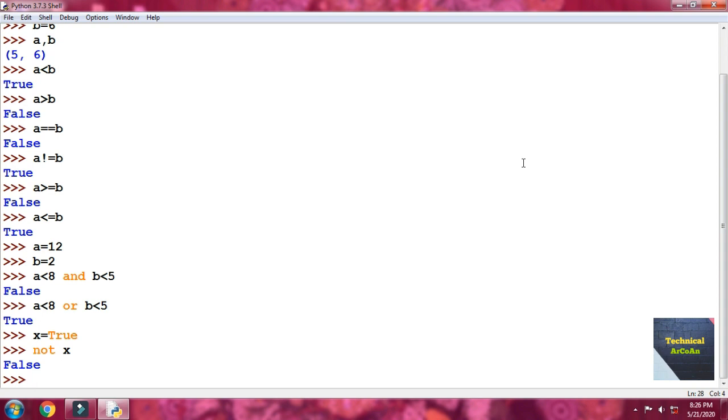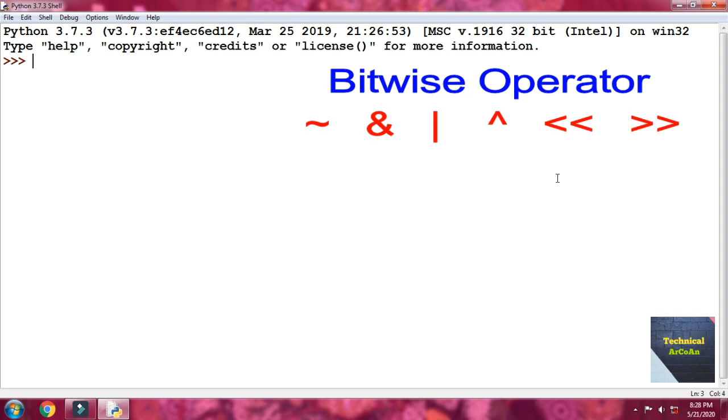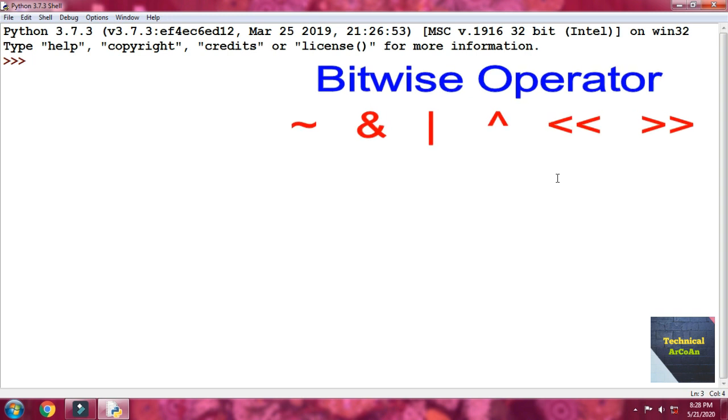Now the sixth operator is the bitwise operator. They are complement, which is represented by the tilde sign, bitwise and represented by ampersand, bitwise or represented by the pipe sign, and bitwise XOR represented by the caret sign. Also double less than represents shift left, and double greater than represents shift right. So let's go for examples one after another.